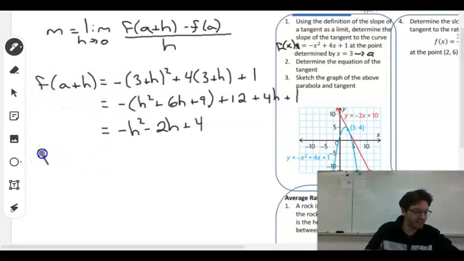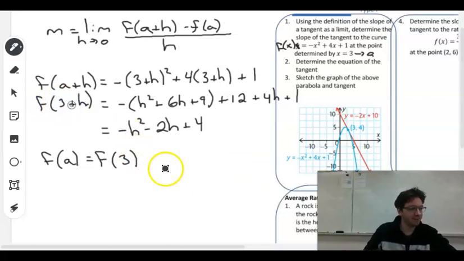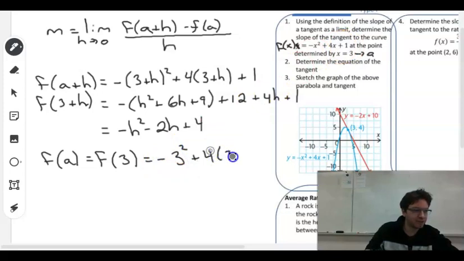Now the function at just a, which has a value of 3, is just, well, if you want, you can write 3, because I could have written up here 3 plus h, because the question says a is 3. Now you just substitute 3 into our function here. So we get minus 3 squared plus 4 times 3 plus 1, which gives you minus 9 plus 12 plus 1, which is 4.